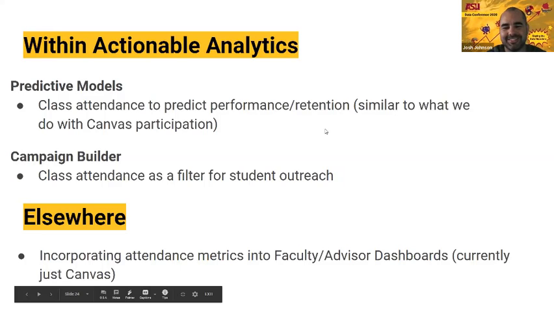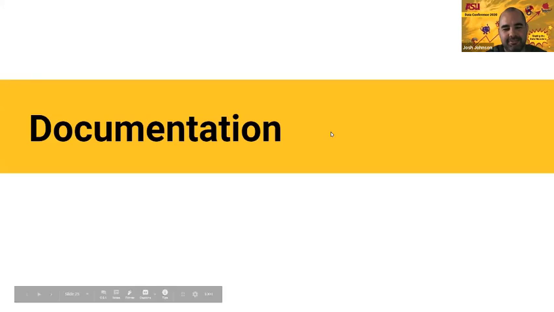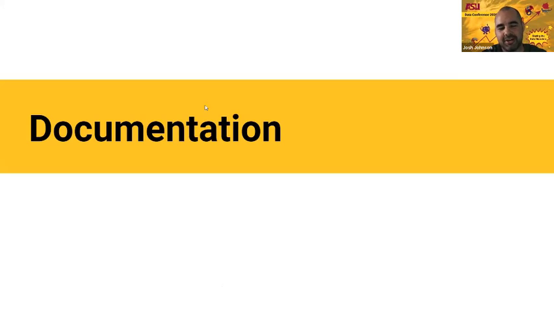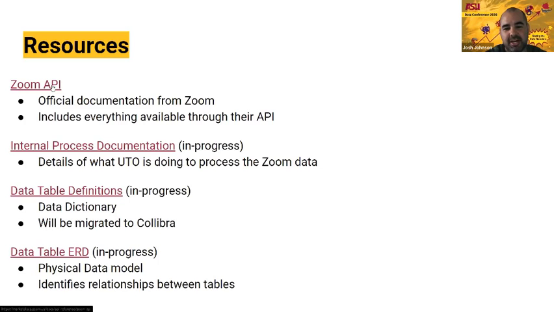And finally, documentation. Obviously, ASU data documentation, long way to go, and this is no exception. But I think we're off to a pretty good start. So obviously, as I mentioned, the Zoom API, very detailed, very thorough. That's always out there. We have internal process documentation.